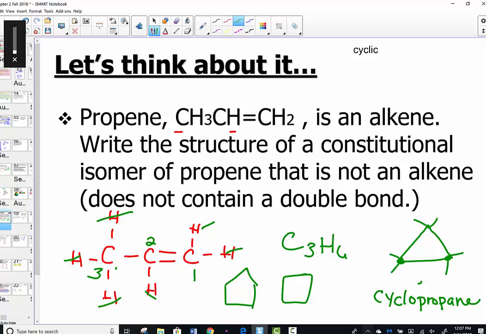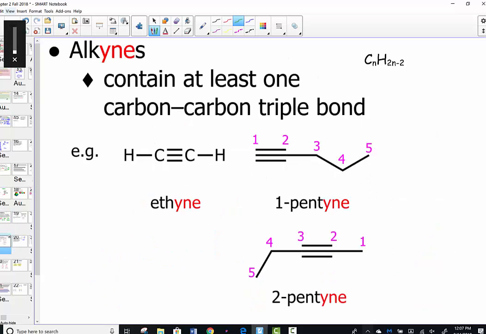But that's one proposition, right? A constitutional isomer. See how I got to pull that word out again? Same molecular formula, they're just attached in a different way. A third category of a hydrocarbon has a triple bond in it, and they are called yne, alkynes.